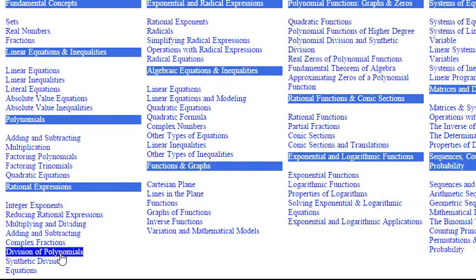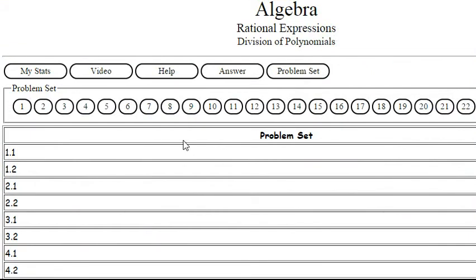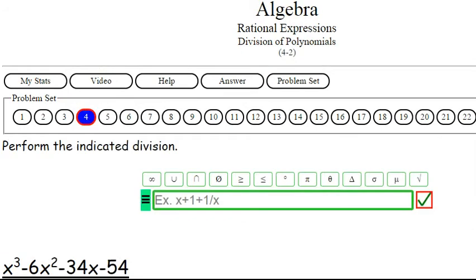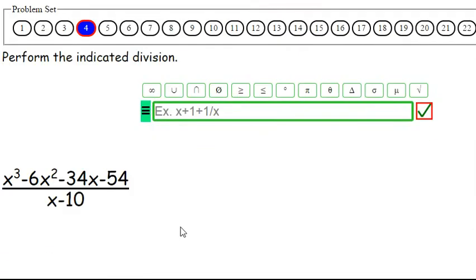Okay, we're over here at GoToMath.com. Click on the algebra. Let's go down to division of polynomials. And what do we got? 4.2. Like this section's going on forever. I hope that's what we're doing is 4.2. Let me look at this problem. Yeah, it's a little different.